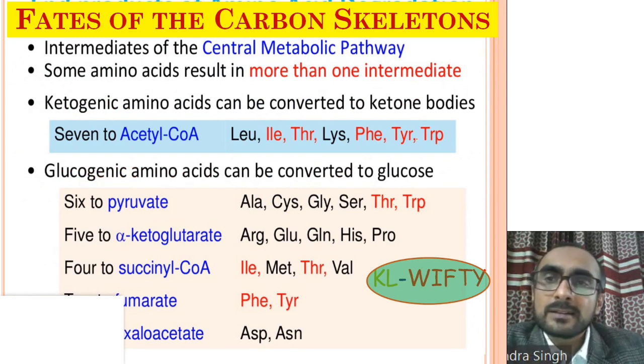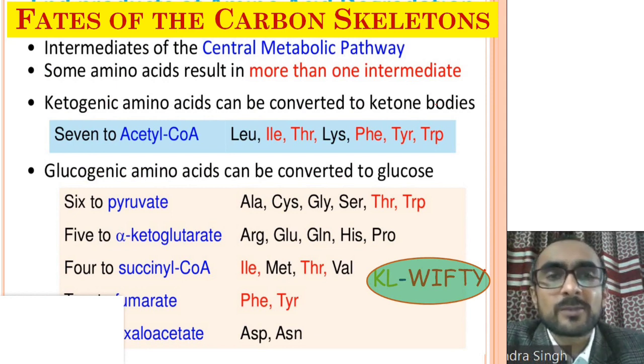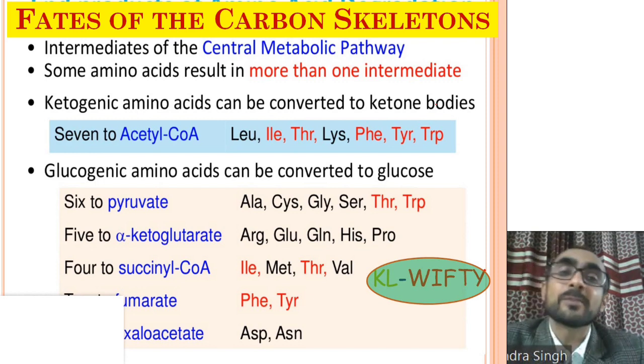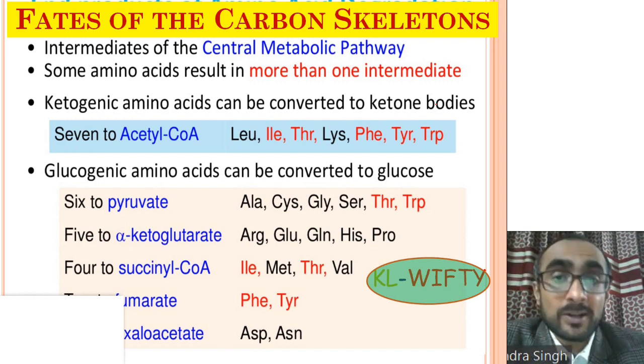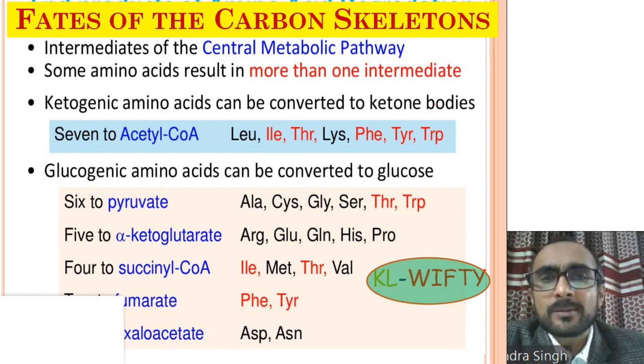In fact, all the products of oxidation of the carbon skeleton of amino acids enter into this central metabolic pathway. That's what you call the TCA cycle. We have discussed the citric acid cycle in an earlier lecture, and amino acids can produce one or more intermediates. There are 7 amino acids out of the 20 naturally occurring amino acids which are converted into acetyl coenzyme A.